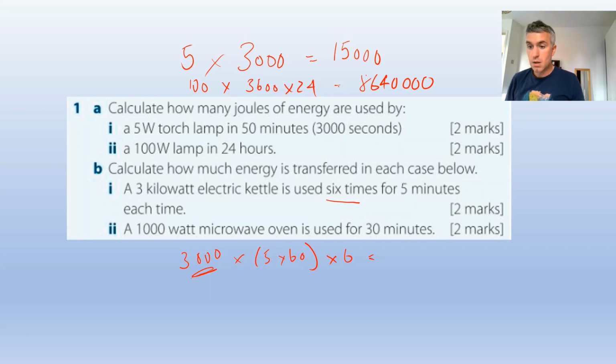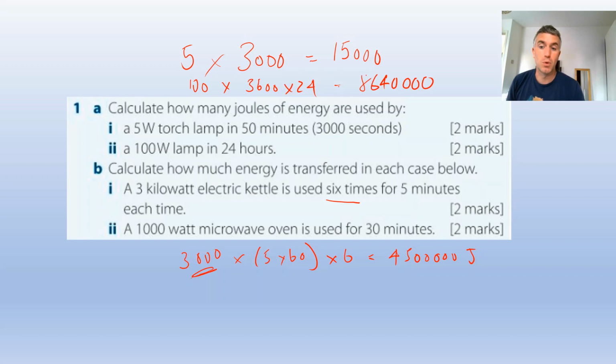3,000 times 5 times 60 times 6 is 4.5 million joules. So you can see, if we talked about using a kettle 6 times, it's 4.5 million joules. So that's just a kettle.